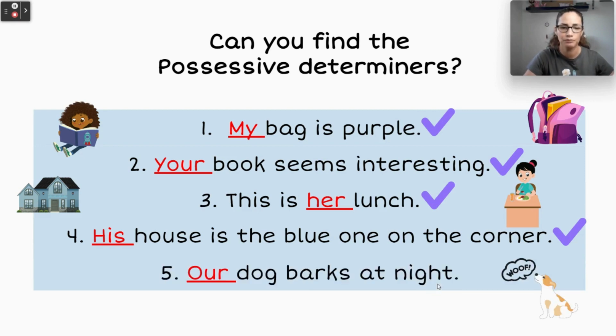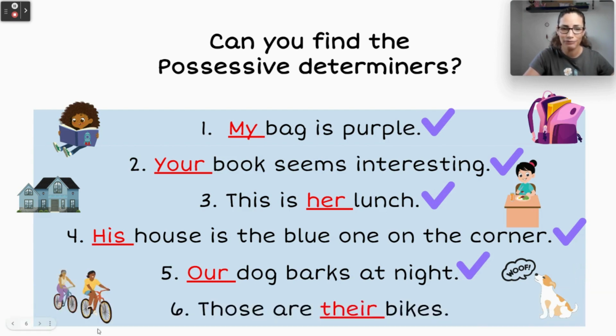Okay? So the next one, our dog barks at night. Our dog barks at night. Whose dog barks at night? Our dog barks at night. Okay, our. So there's your little check mark. There's your little tick. And those are their bikes. Whose bikes? Their bikes. Okay, their bikes. Those bikes belong to them. Okay, make sure you don't forget your check mark, your little tick.